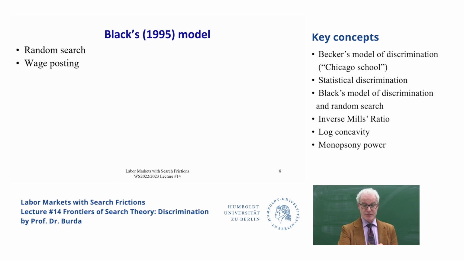So it's random search, and then you've got wage posting. So the employer knows everything. The employer knows not which worker is going to arrive today, but it knows the situation. It knows who it's competing with. So it's going to have a wage post that makes sense for it.